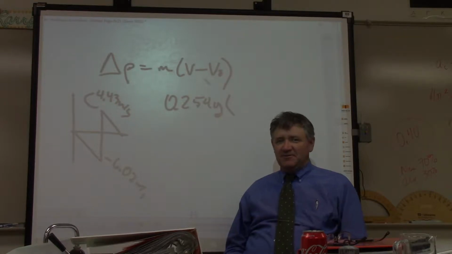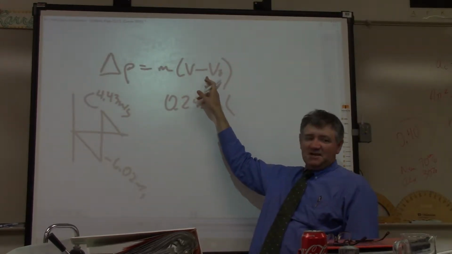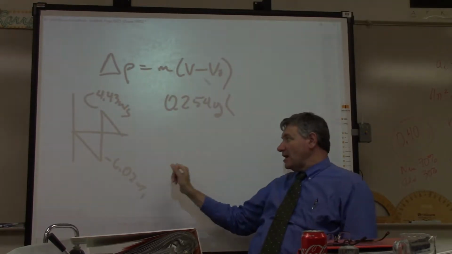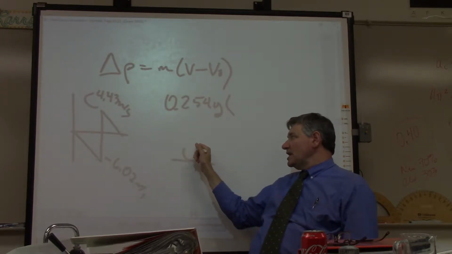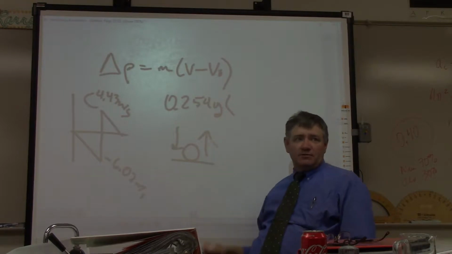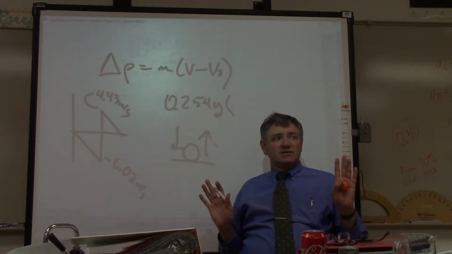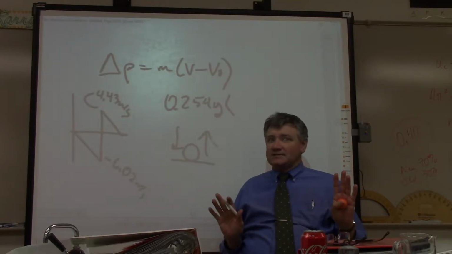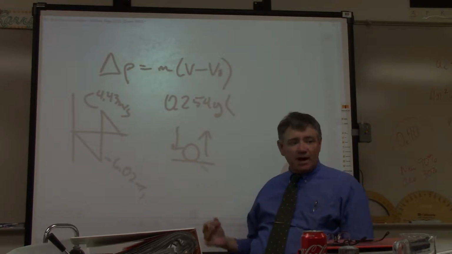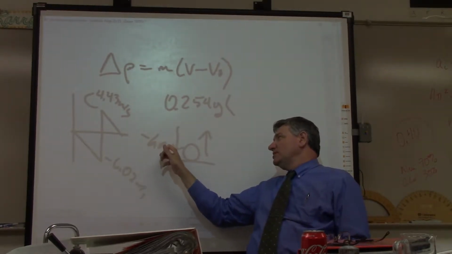So, here's my question. Let's ask it again. Is V the final velocity? Now, keep in mind, we're looking at the interchange when it's in contact with the ground. That's the only thing we're looking at. So how fast was it going when it hit the ground? Negative 6.02 meters per second.